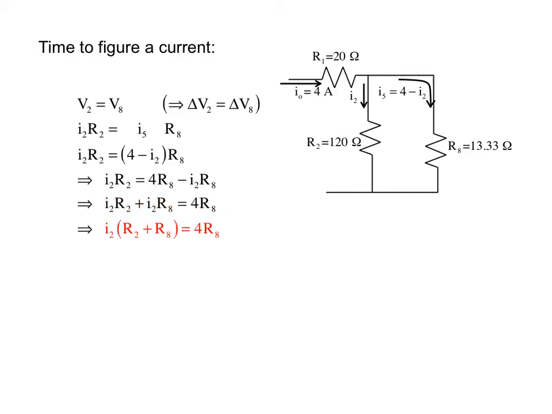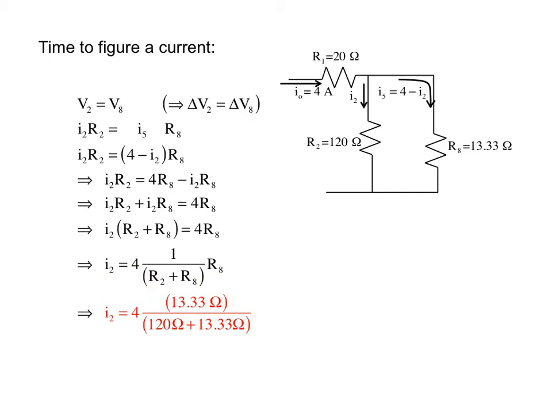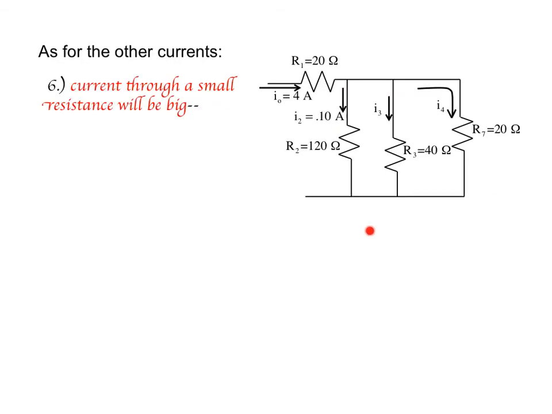Here I'm pulling the I2s out. Here I'm dividing by the R2 plus R8, bringing it down, putting in the numbers, and coming up with I2 equaling 0.1 amps. The information of which I place dutifully into my circuit. So now I want to go back to my original circuit with these parallel resistors in place because I'm interested in determining I3 and I4.